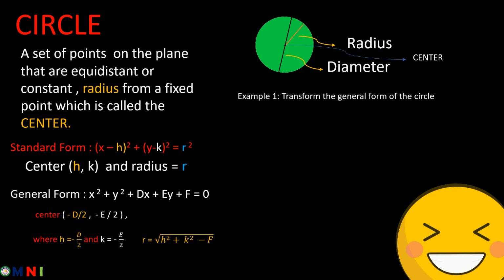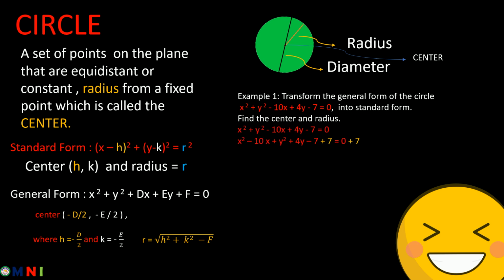So let's have one example. Transform the general form of the circle x² + y² − 10x + 4y − 7 = 0 into standard form. Standard form is again the center-radius form. We call it center-radius form because you can immediately get the center, which is denoted by (h, k), and the radius. So we also have to find the center and the radius.